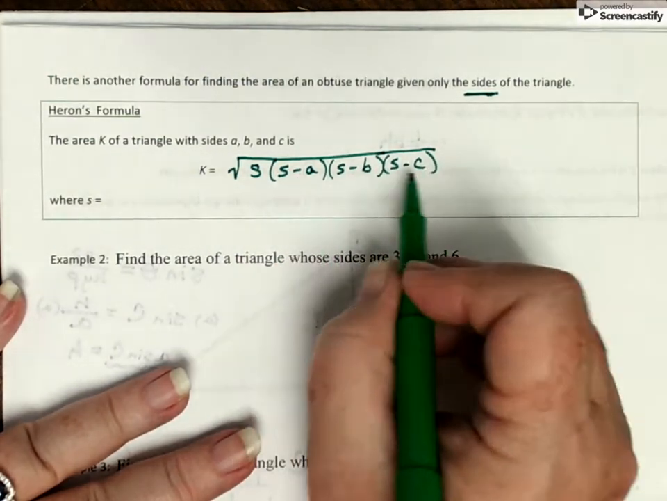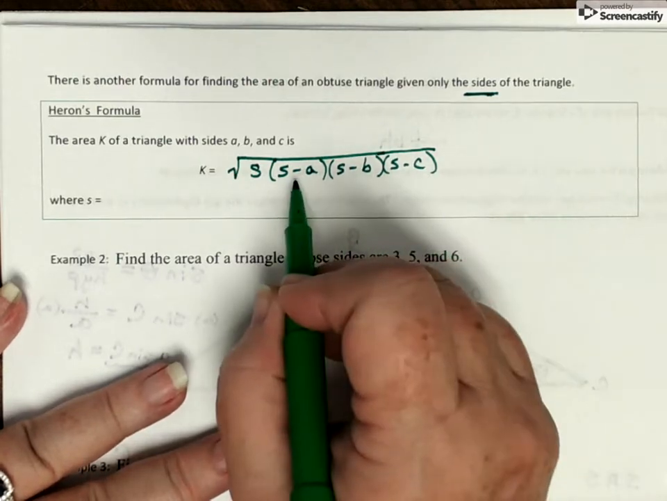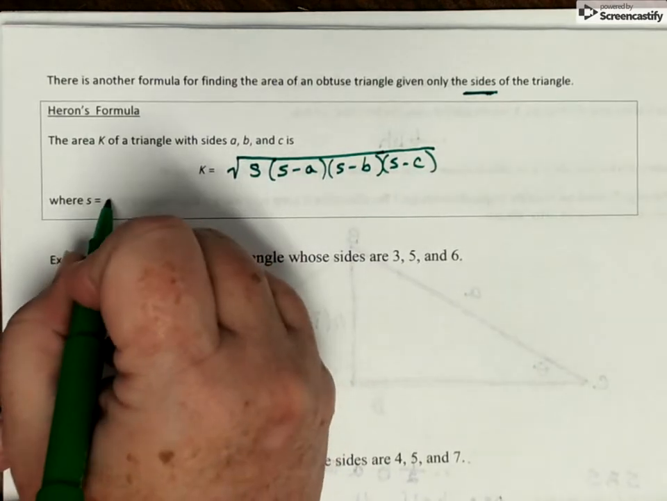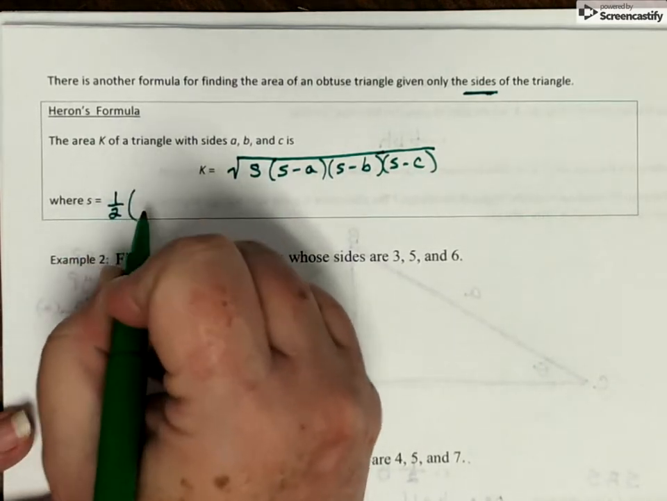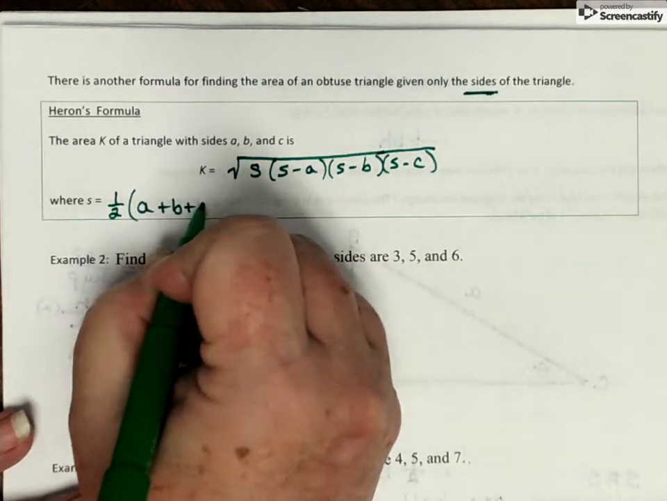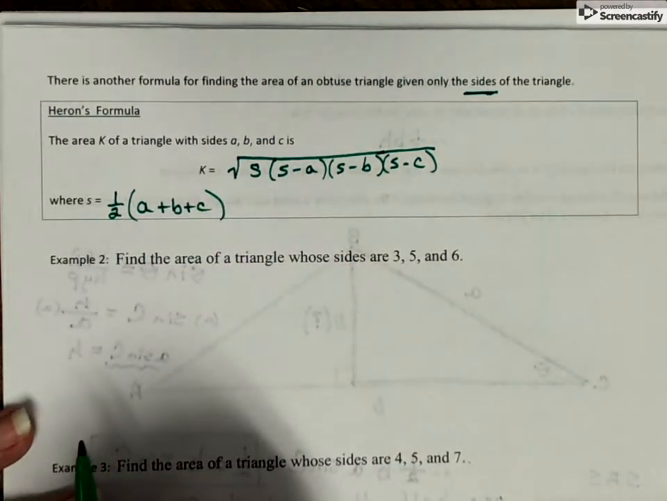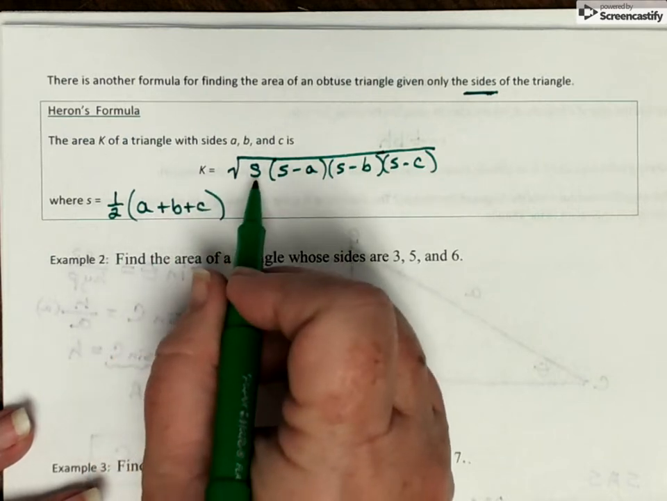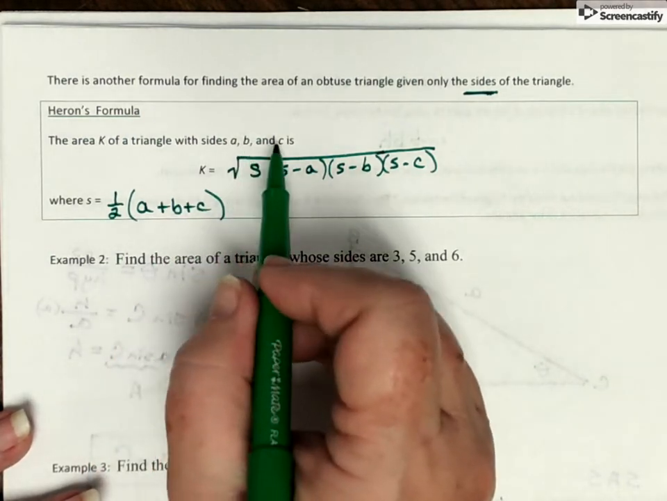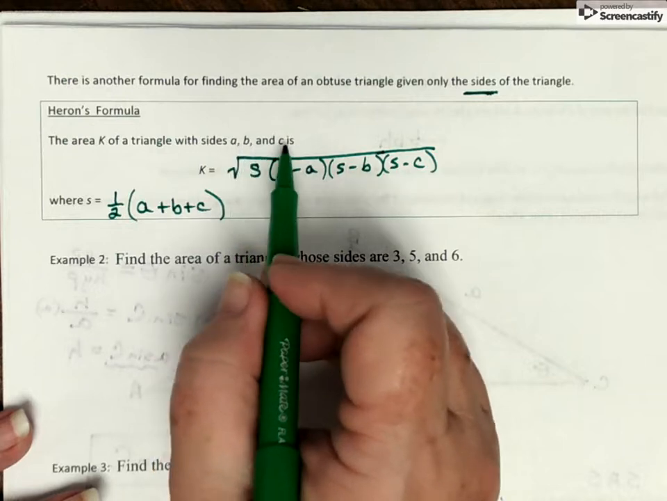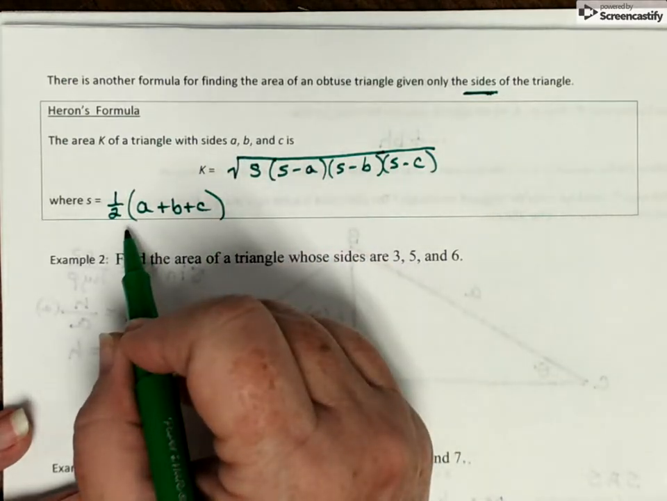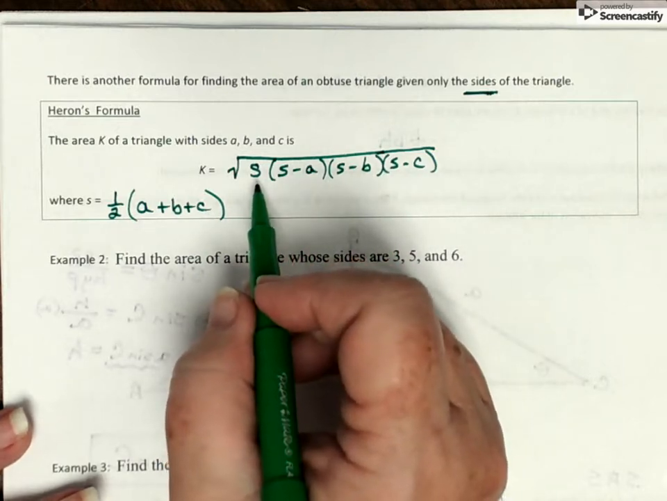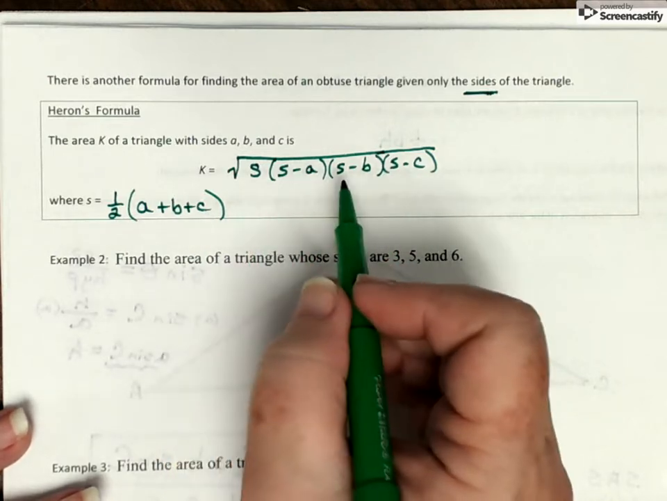Well, you know that A, B, and C are the three sides of the triangle. But what on earth is S? So let's define what S is. S is equal to 1/2 of the sum of A plus B plus C. So we're going to find the semi-perimeter. The S is actually for semi-perimeter. We find the perimeter of our triangle by adding A plus B and C together and then dividing by 2. And that will give us the semi-perimeter. That's why they use the letter S.